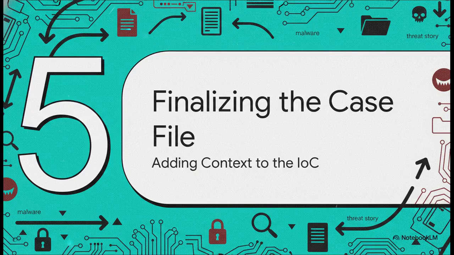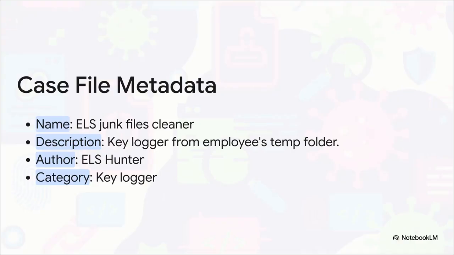We are so close to being done, but a good detective always leaves detailed notes, right? We need to add some context to our IOCs so that anyone else who finds it later knows the story behind this threat. This is how we build a complete and useful case file. So we'll give it a clear name, a quick description of what it is and where we found it, we'll credit the author, that's us, and classify it as a keylogger. This extra info, this metadata, is vital.